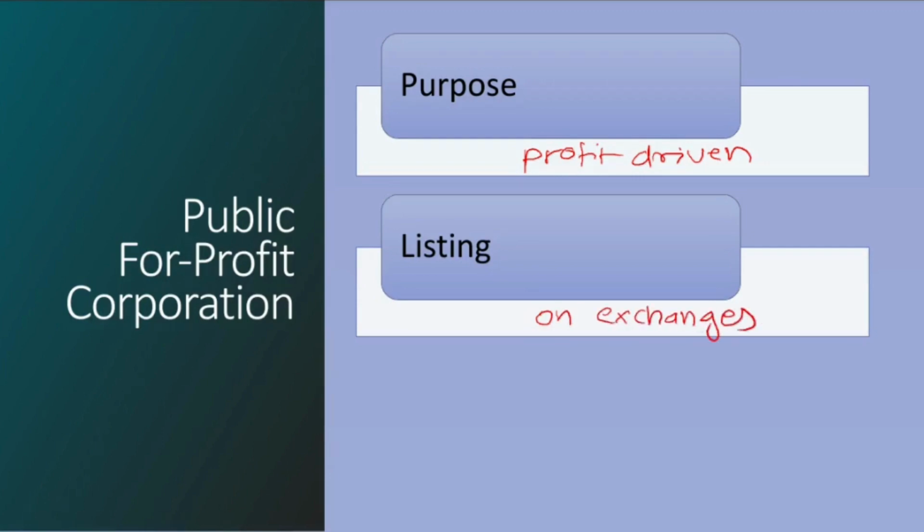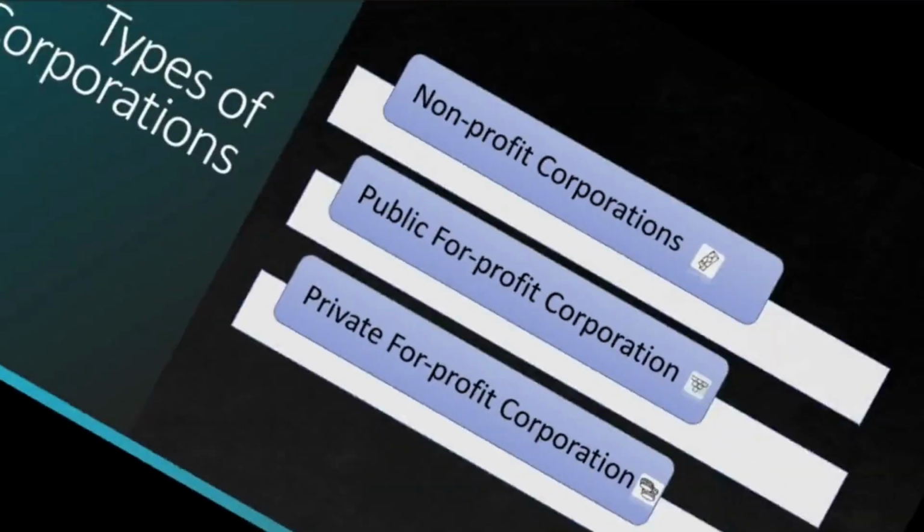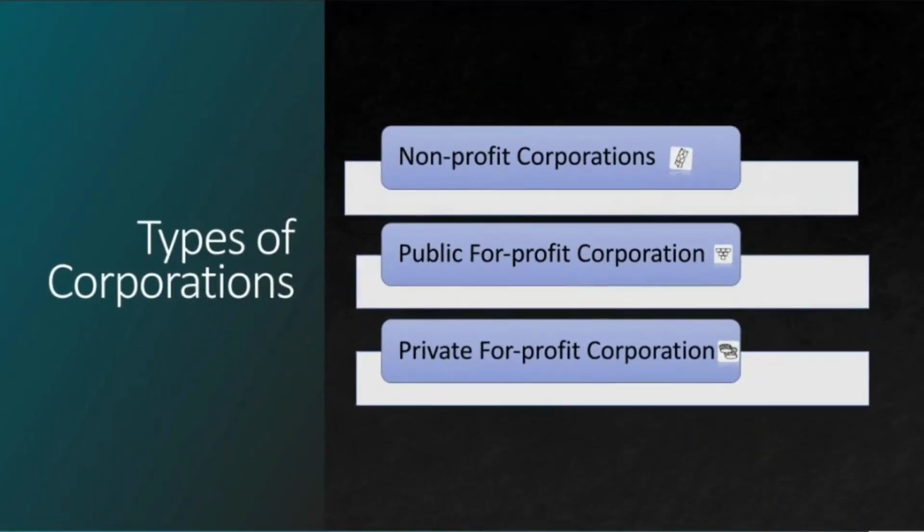For public corporations, there is no limit to the number of owners or transferability of shares. Anyone can buy or sell the shares as and when they want on any stock exchange. Therefore, these corporations have greater access to capital and unlimited growth potential. And lastly, we have private for-profit corporations.